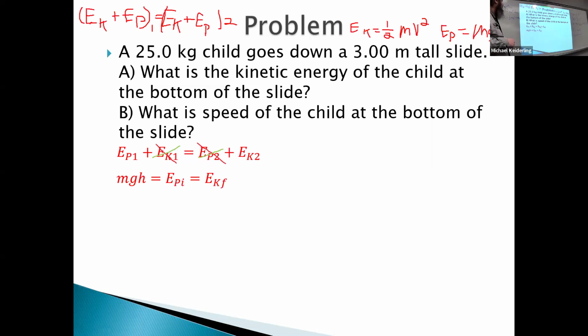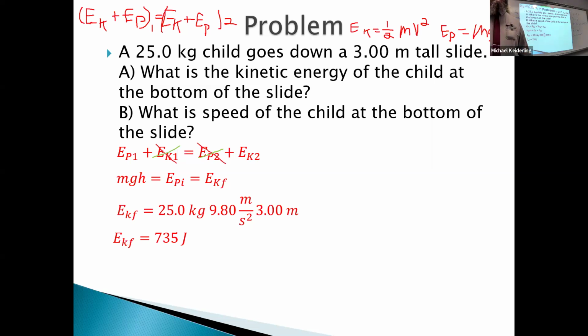So potential energy 1 is mgh. That's our initial potential energy. That will also equal our final kinetic energy. So our final kinetic energy will be our initial potential energy, which is 25 kilograms times 9.8 meters per second squared times the height, 3 meters, which is 735 joules. So we know our kinetic energy at the end is 735 joules.